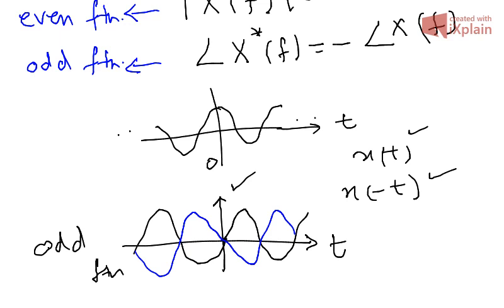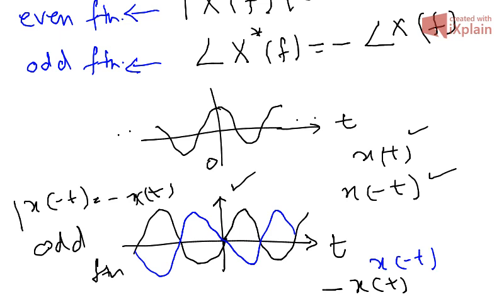Right? So this is your mirror image, and the mirror image is x of minus t. The one in the blue is x of minus t, and the one in the black is x of t. We can clearly see that this is the negative of x of t. X of minus t is actually equal to minus x of t. Right? So for an odd function, x of minus t would be equal to minus x of t. Because if you take the negative of x of t, you would get this blue x of minus t. The negative is this one.